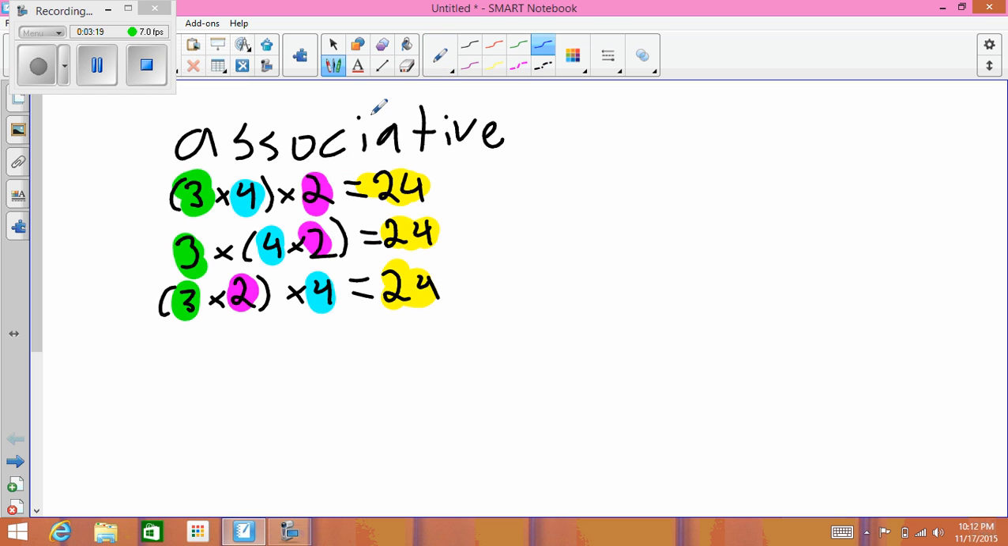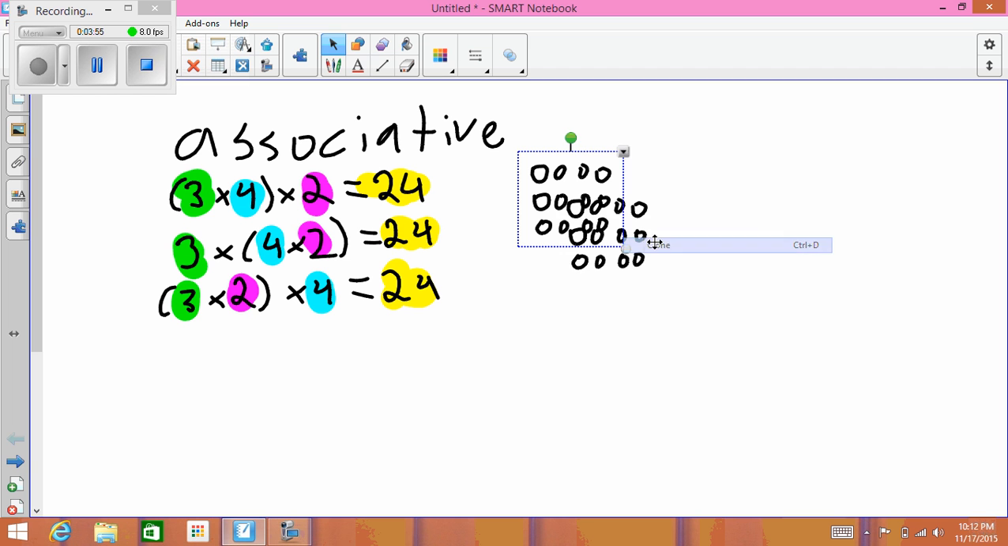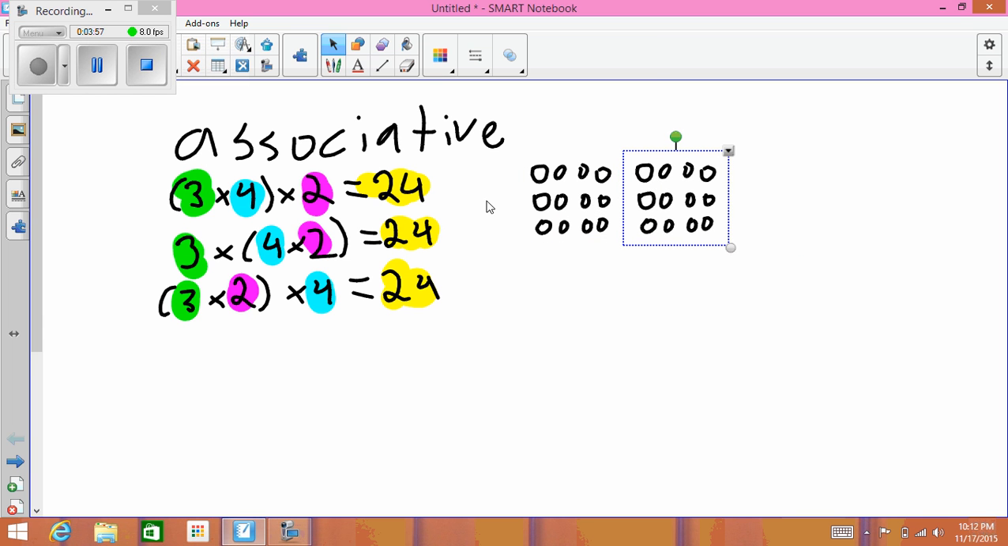Okay, so now let's go ahead and look at this visually. So when I'm building an array to match these grouping problems, I will build an array to show the parentheses first, and then I will copy the array however many times the problem tells me to do. So for example, here I'm going to build 3 groups of 4. So this array matches my parentheses. Okay, now since it tells me to multiply that by 2, I'm going to go ahead and copy this array so that I have 2 of that array.